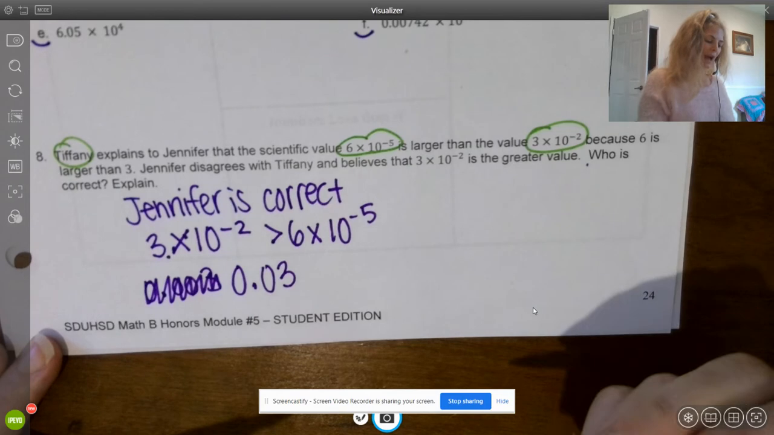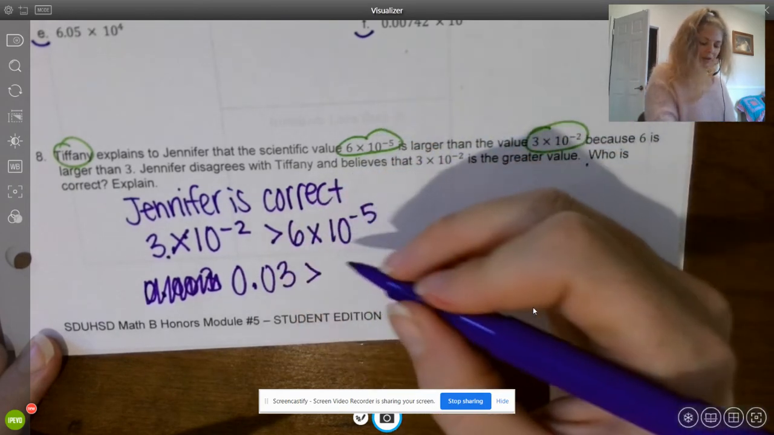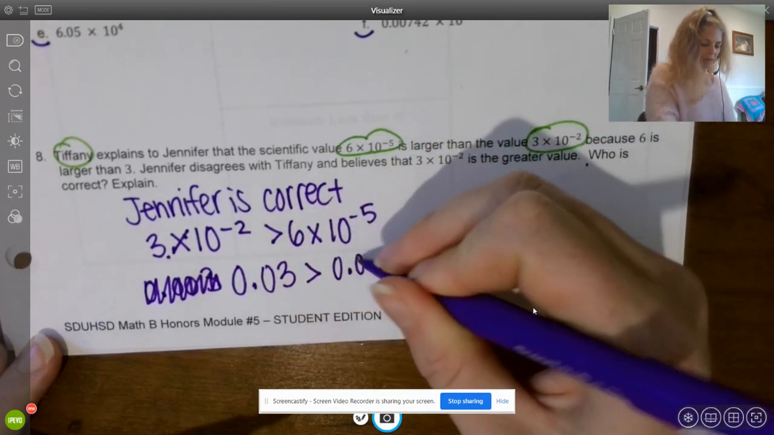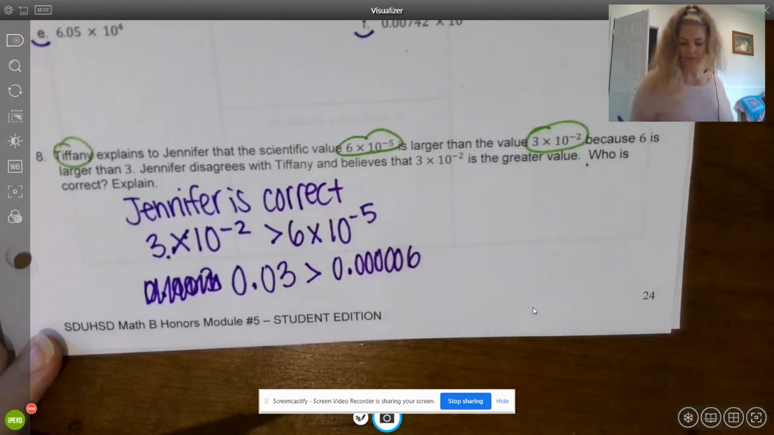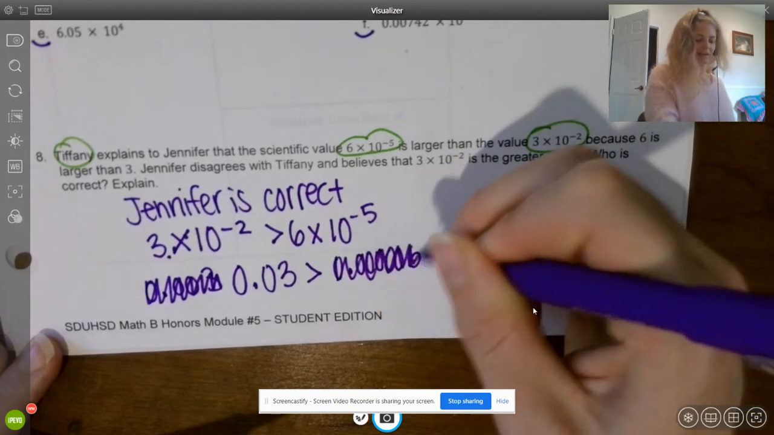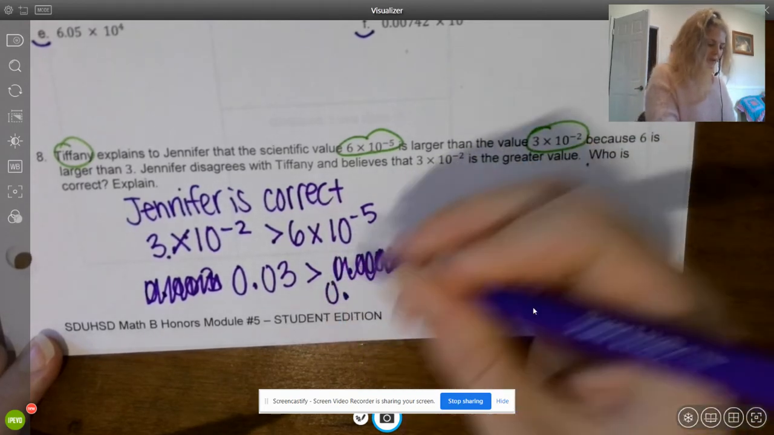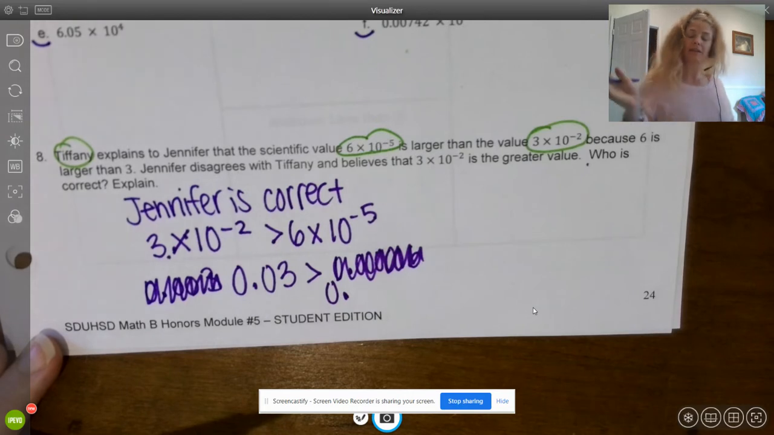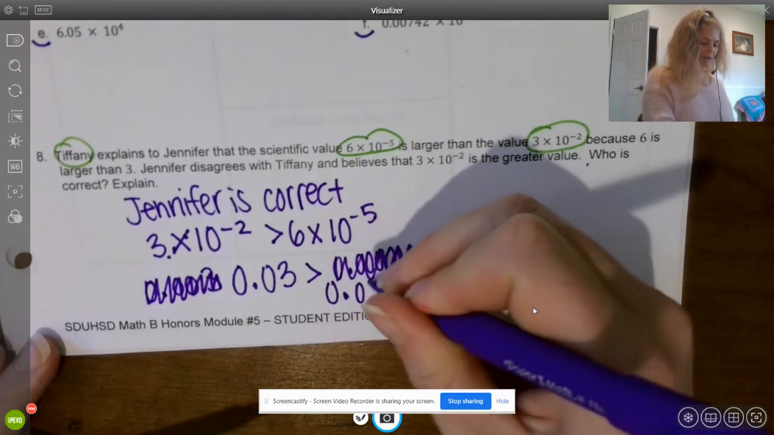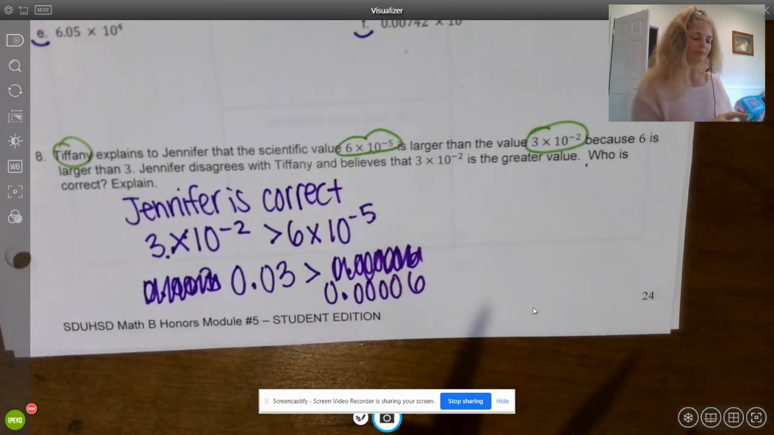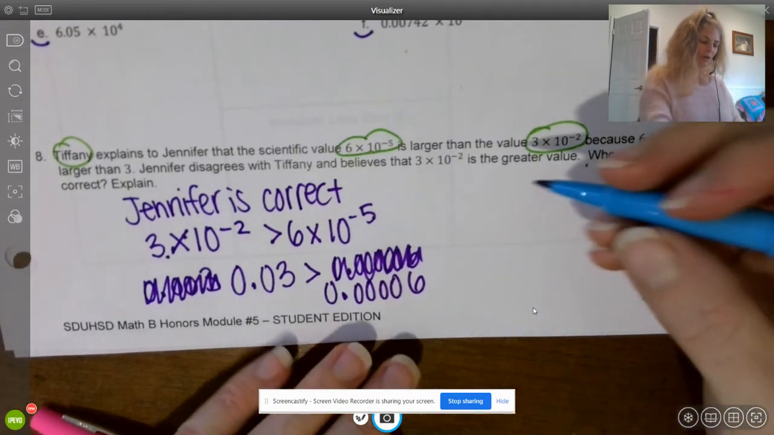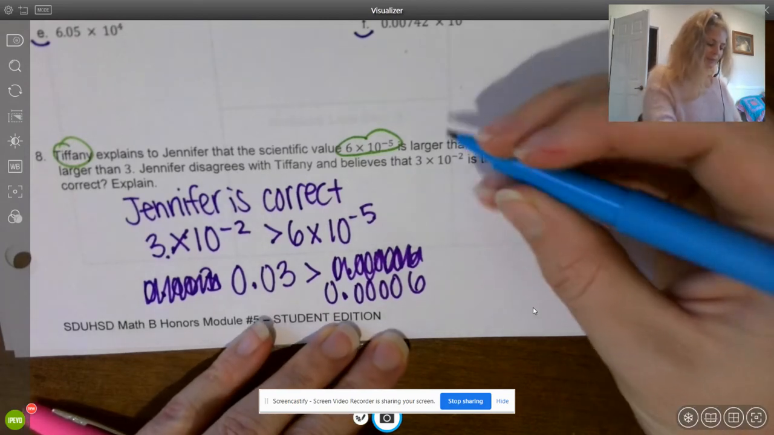This is 3/100, which is greater than 1, 2, 3, 4, 5, 6. The 6 goes in the 6th place. 1, 2, 3, 4. Oh, you guys, I made the same mistake. Silly me. Because this is a 5, I'm going to the left 5. There's already 1 decimal place counted for, so I only need 4 zeros. 1, 2, 3, 4, and then the 6. Perfect. My apologies.